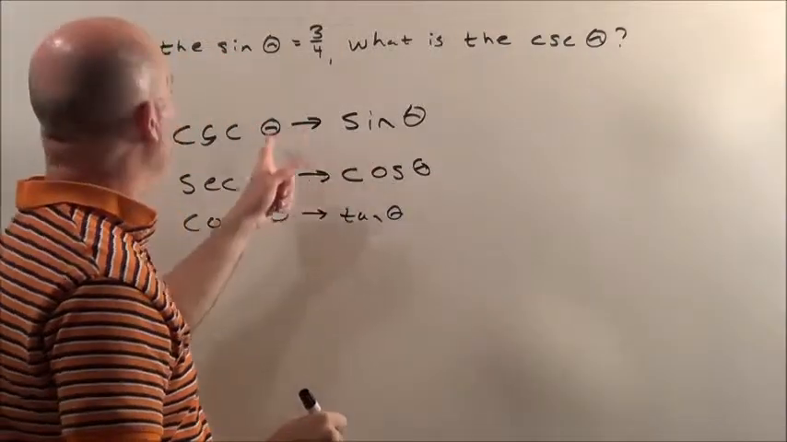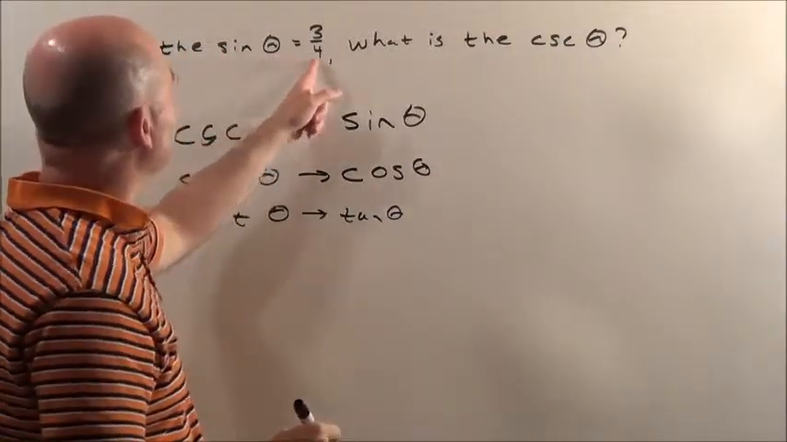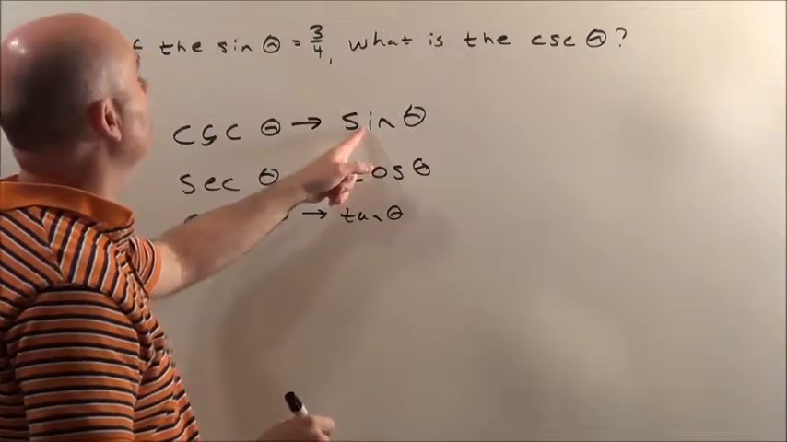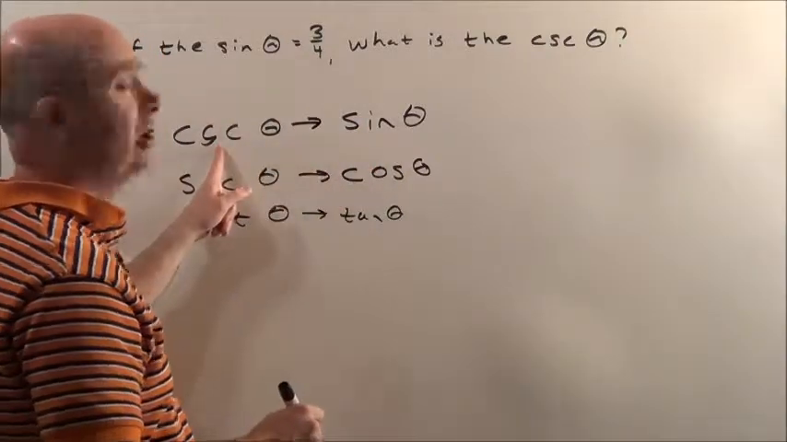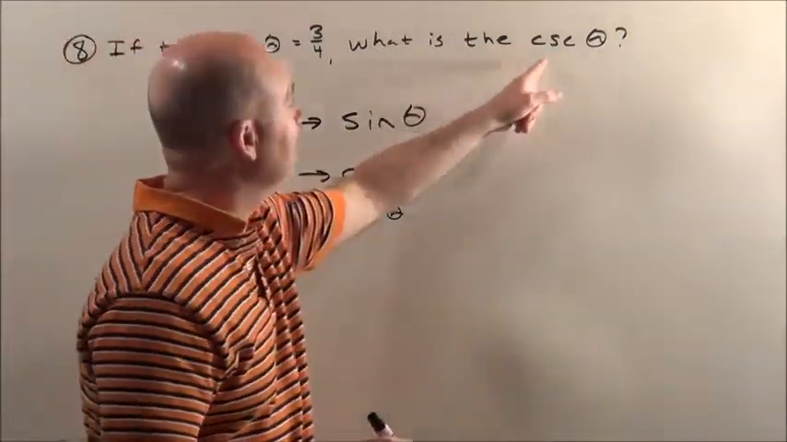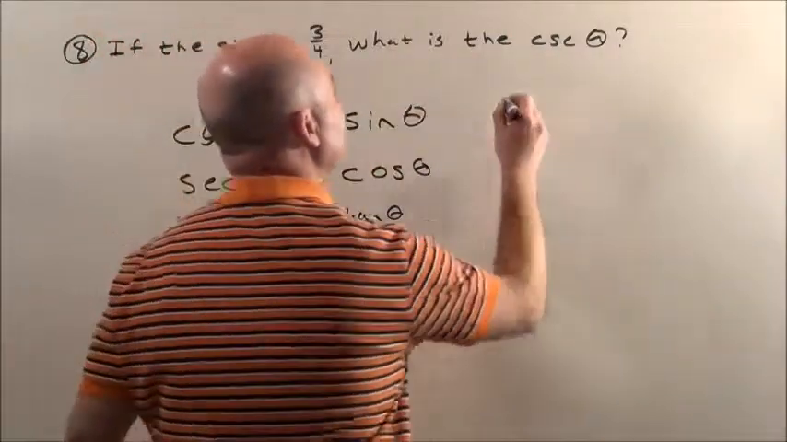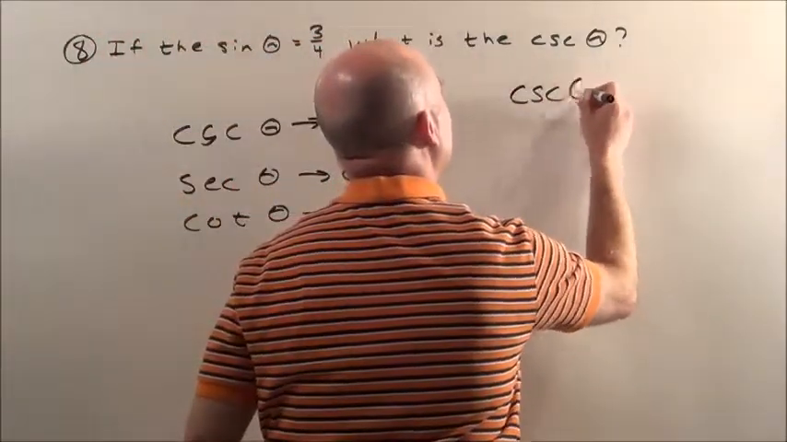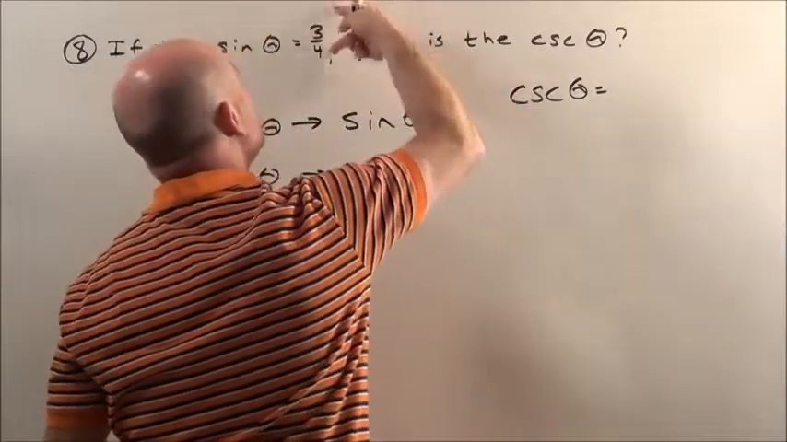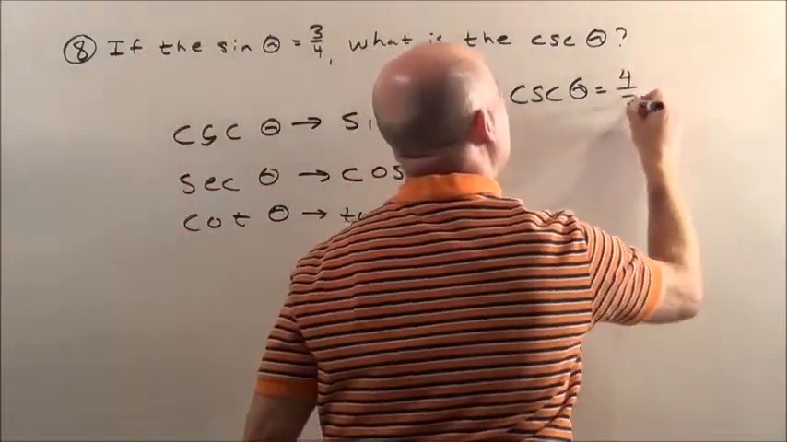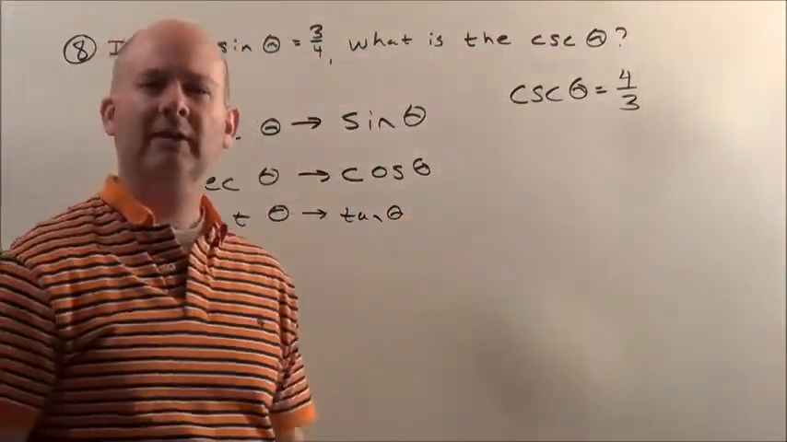So, it's pretty easy. It says the sine of theta is 3/4. Well, who is sine's reciprocal? Cosecant. And it wants to know the cosecant. So the cosecant of theta here is simply the reciprocal, 4/3. There you have it.